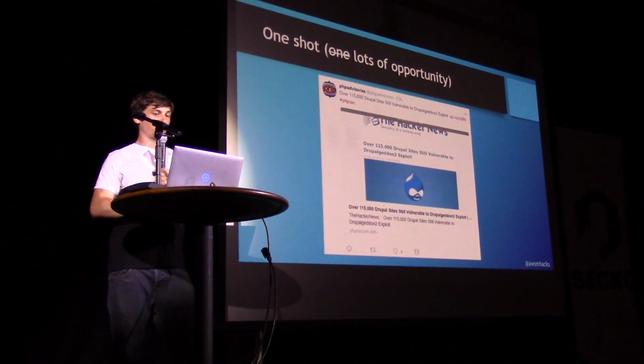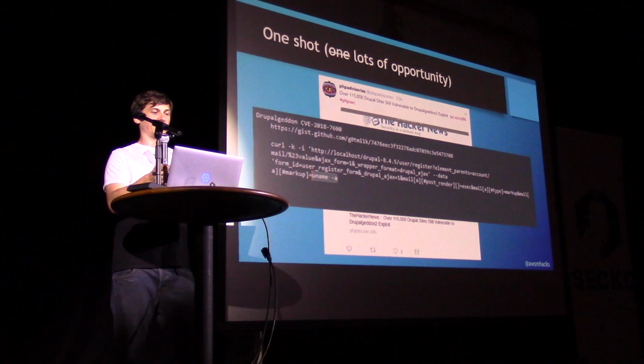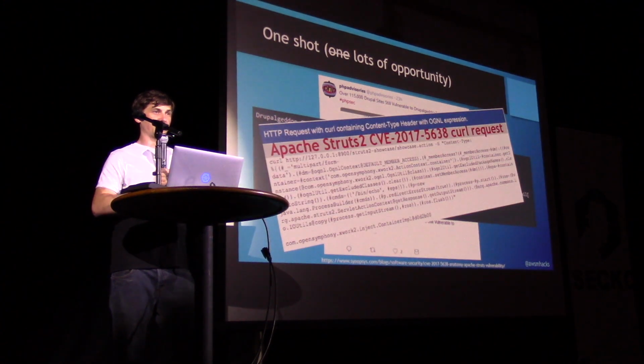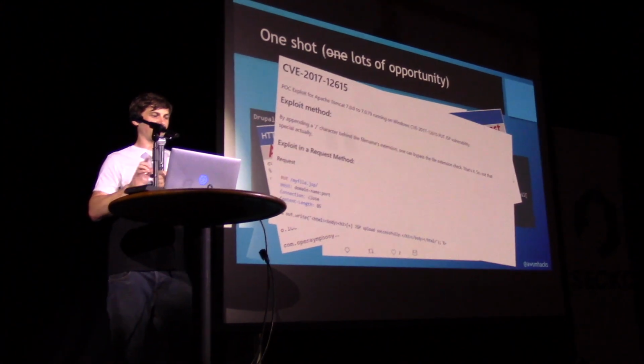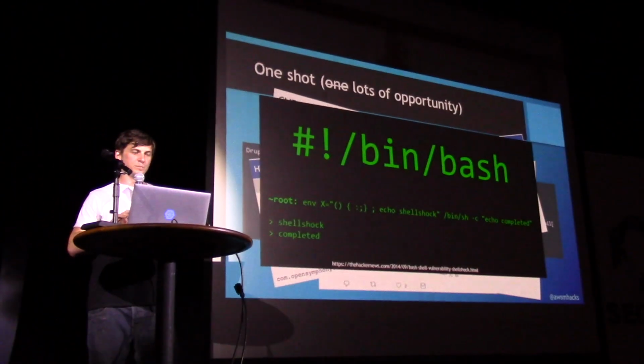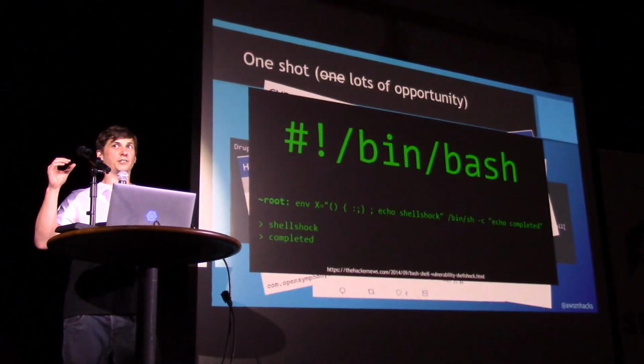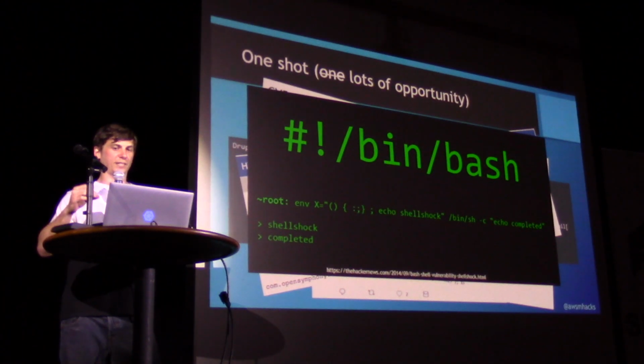There was Drupalgeddon, that's kind of like a one-shot curl request that will then result in command execution. Apache Struts was pretty recent and a big one that was in the news. There was, this is an Apache Tomcat where you can just put up a WAR file and post it. Shellshock, there's one in the user agent headers. That's a header you can set with XHR requests.